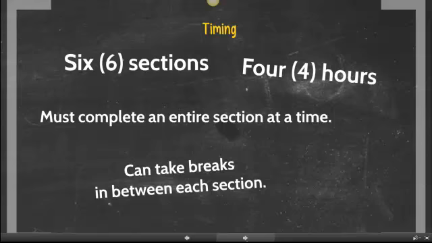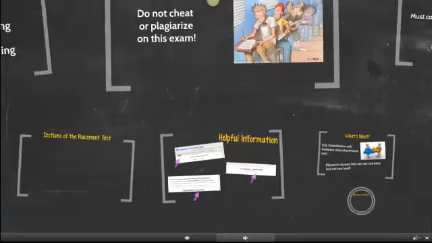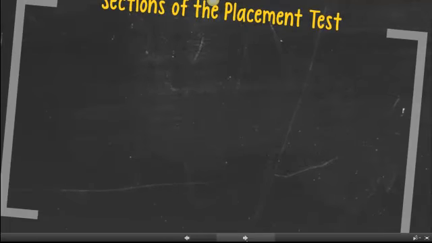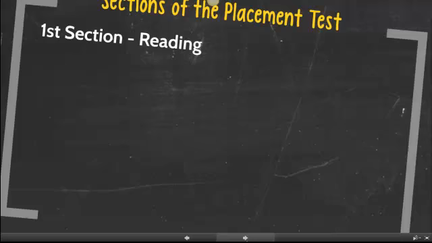It should take you approximately 4 hours to complete the entire test. You do need to complete an entire section at a time, but you can take breaks in between each section. The first section is a reading section. In this section, you will read a passage and then answer comprehension questions about the passage. You will have 60 minutes to complete this section of the test.